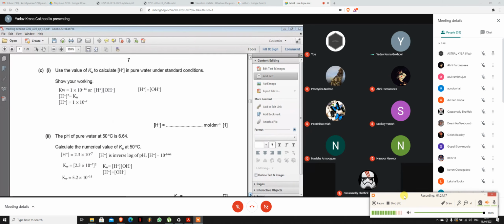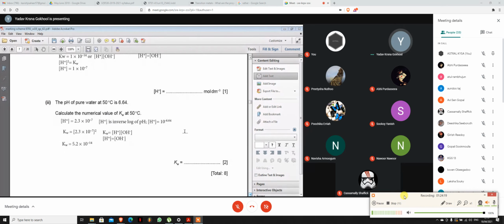Here again, same thing. You have to find the value of Kw, but Kw is H plus times OH minus, H plus is OH minus, so it is Kw equals H plus to the square. Yeah, made a small mistake here.